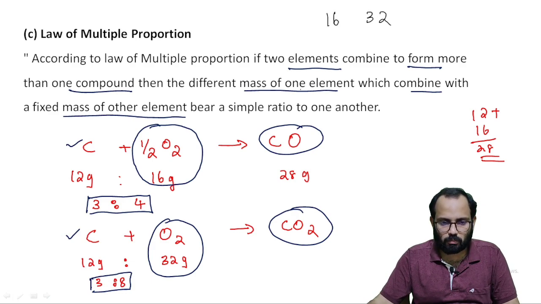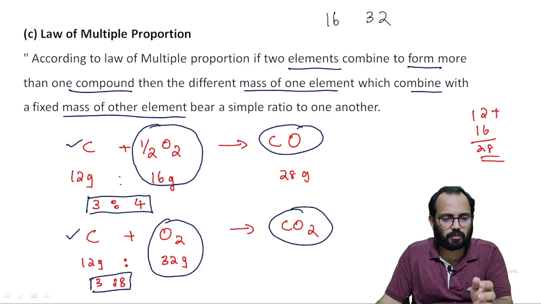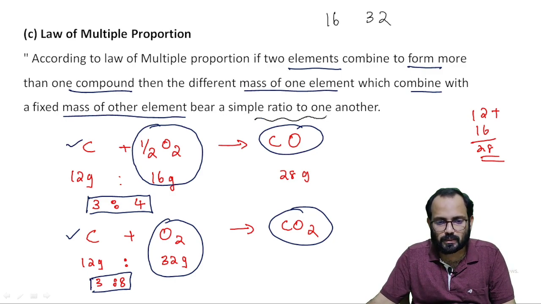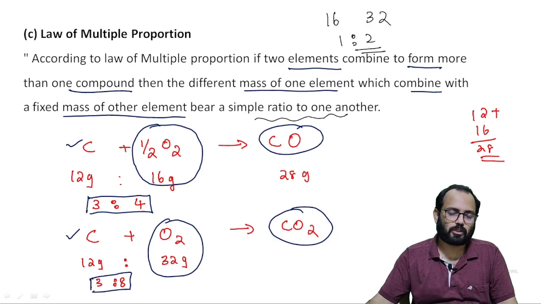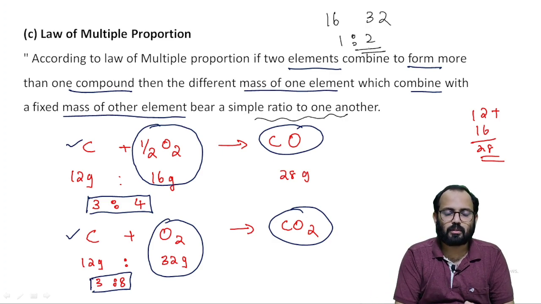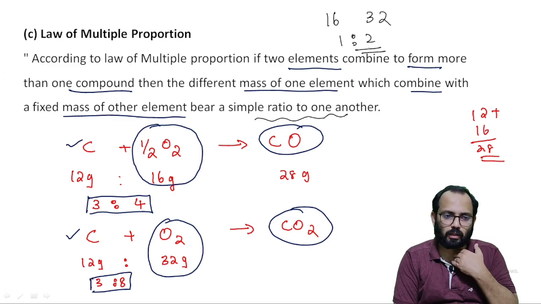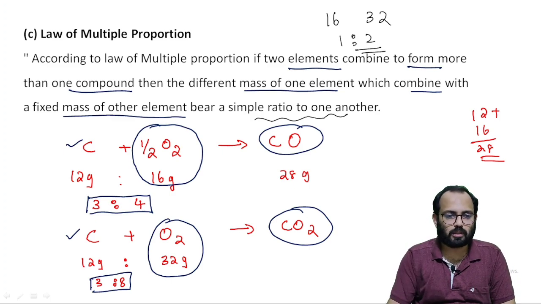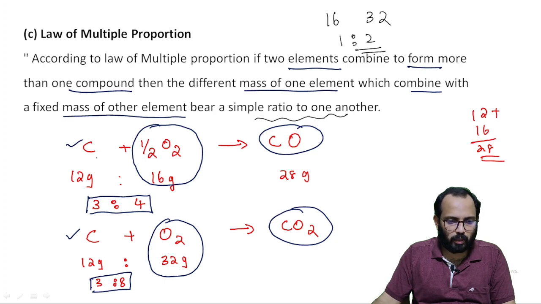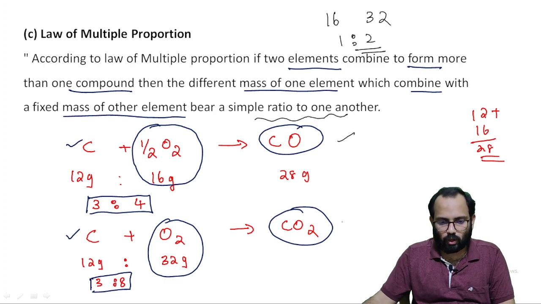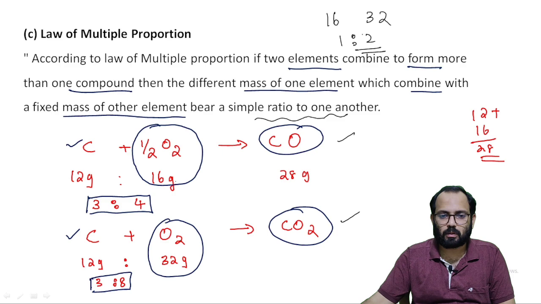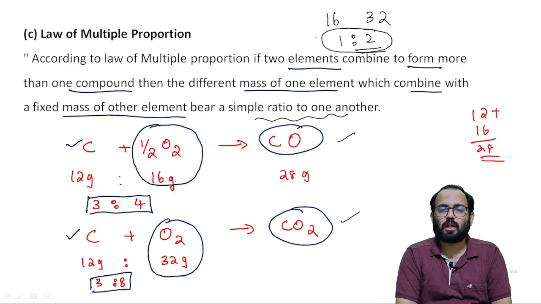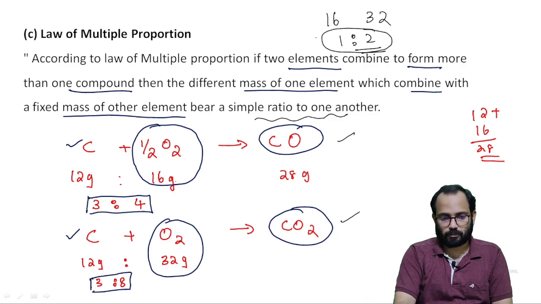What they are telling, the different mass of one element which combines with the fixed mass of the other element bears a simple ratio to one another. What is their ratio? 1:2 ratio. Right, this is what they are telling. So you got the point. What is law of multiple proportion? When two elements combine to form more than one product, mass of one element which combines with the fixed mass of the other will be in a simple whole number ratio. This is what the law of multiple proportion is.